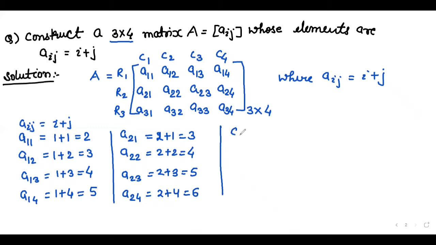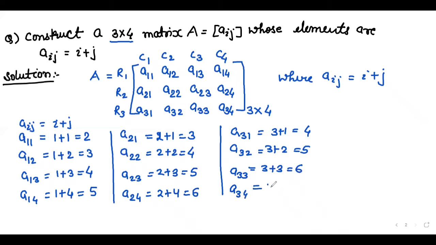Then next, A31 is 3 plus 1, that is 4. A32 is 3 plus 2, so this is 5. A33 is 3 plus 3, that is 6. And A34 is 3 plus 4, that is 7.